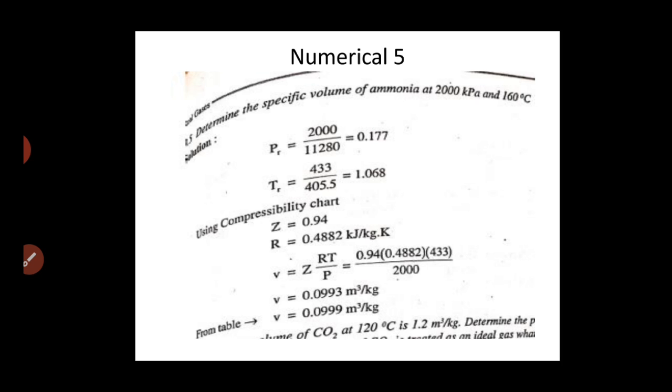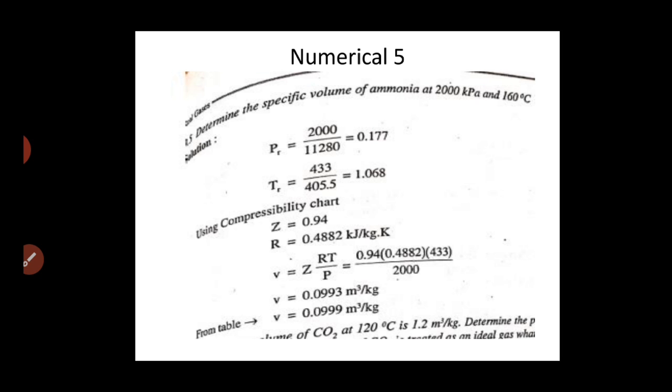R for ammonia, for any gas for that matter, is the universal gas constant, that is 8.3143, divided by the molecular weight of that gas. And the molecular weight of ammonia is 17. So you get R is equal to 0.4882. Substituting these values in the equation PV is equal to ZRT, we want to find only small v, that is specific volume. We found it as 0.0993 meter cube per kg.